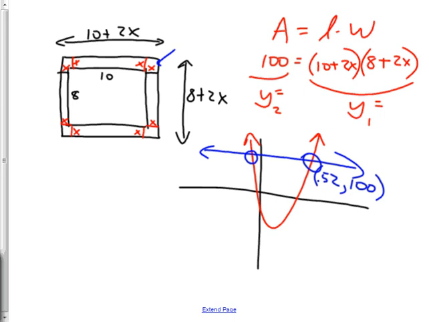Okay, maybe not. What is the 0.52? In the context of this question, it's what? Not just inches, it's the what? It's the width of the frame. It's how big the frame should be.